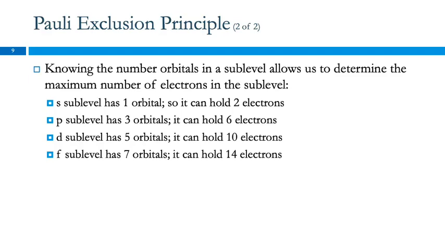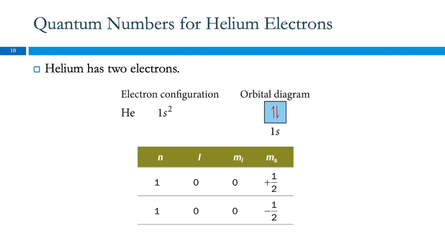If we know how many orbitals are in a sublevel, it allows us to determine the maximum number of electrons in the sublevel. That's nice, but I don't think it's really worth talking about. Let's look at helium, which we just did. Yeah, I get ahead of myself sometimes. So there's the orbital diagram. Helium has 2 electrons. Here are the quantum numbers. We just went through doing those. We see that there's a little bit of difference here. The electron configuration for helium would be 1s2, because I'm indicating that there are 2 electrons in the 1s sublevel.